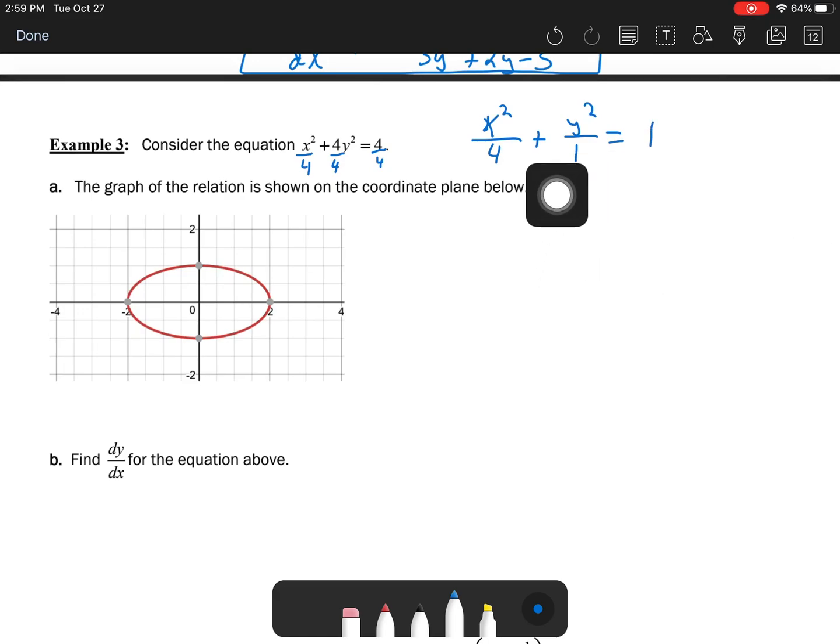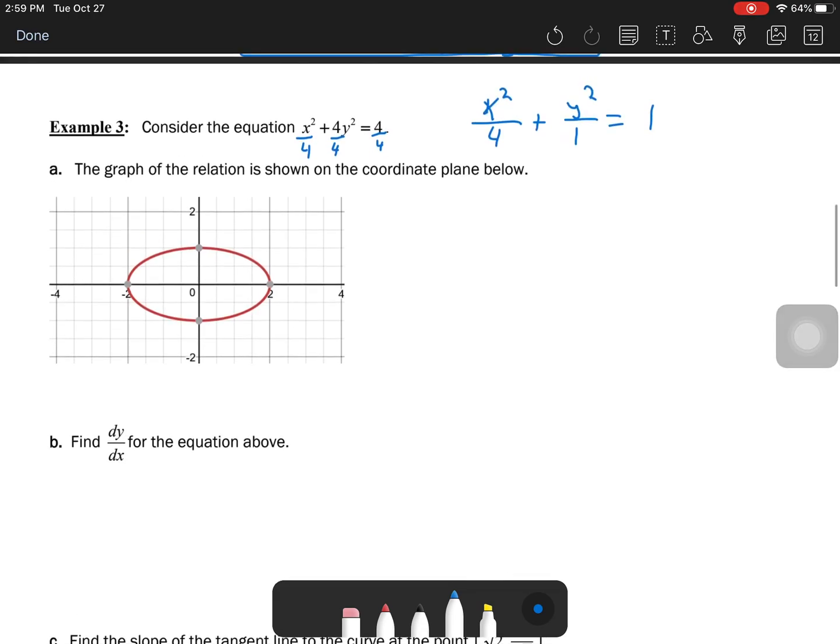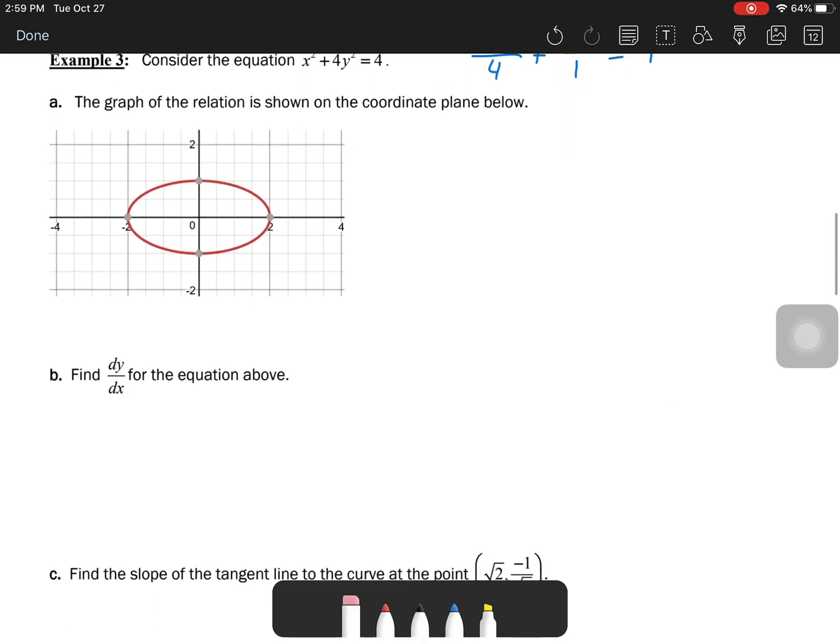And then my major axis going left and right, the square root of 4, which would be right 2 and left 2, and minor axis up and down the square root of 1, which is 1, so then we get that elliptical shape there. Okay, so find dy dx for the equation above, and we're going to be better off just leaving it, I think, in this form to do the derivative.